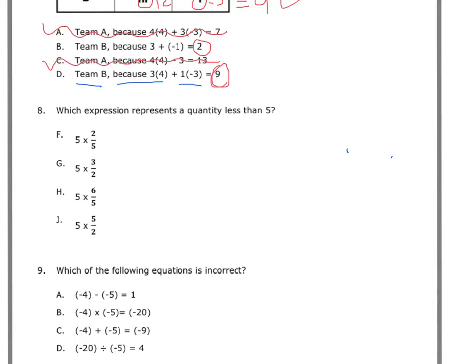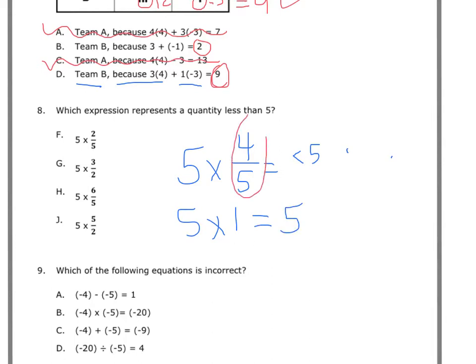All right, number 8, which expression represents a quantity less than 5? These are so easy if you would just remember that anytime you have a whole number and you take it times a fraction that's less than 1, your answer is going to be a number that's less than 5. 5 times 1 is equal to 5. So 5 times a number less than 1 is going to give you a number that's less than 5. So which one of these show 5 multiplied times a number less than 1? Is 2/5 less than 1 whole? Yeah, it is. It's 2 out of 5.